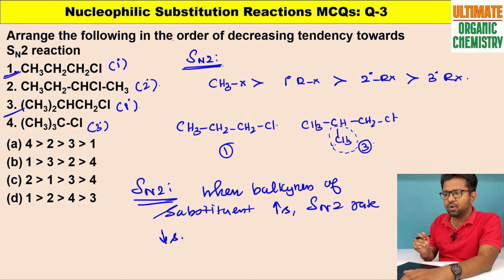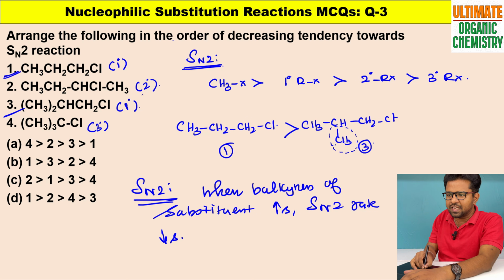So in order to avoid that steric repulsion, that less bulky molecule will be more reactive in nature. That means compound 1 will be more reactive than compound 3. Fine. Remaining things are very easy.